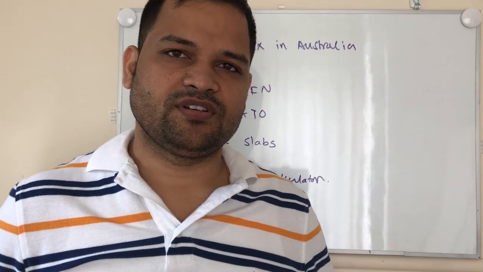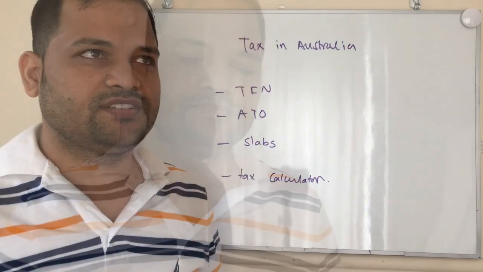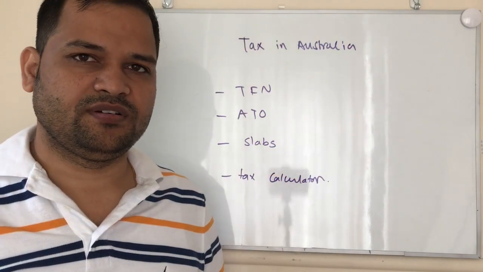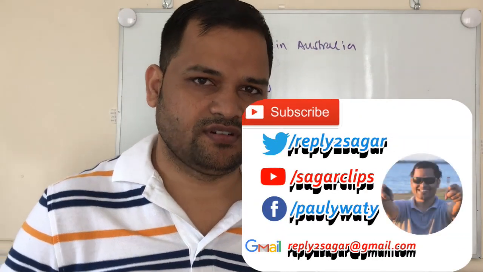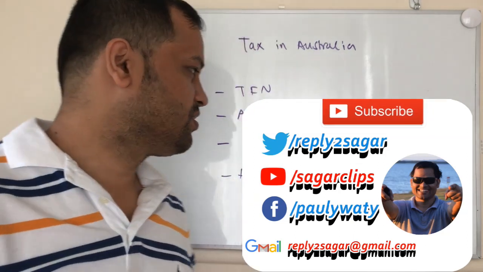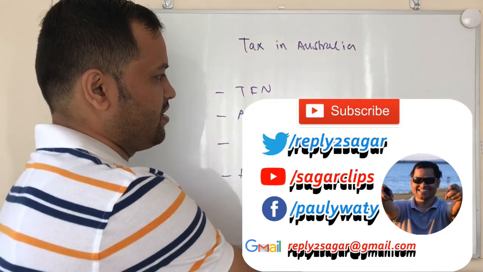Today I'm going to talk about the taxation system in Australia. Just like in India, how we have income tax offices, we have got a central office called the ATO here in Australia, the Australian Taxation Office.